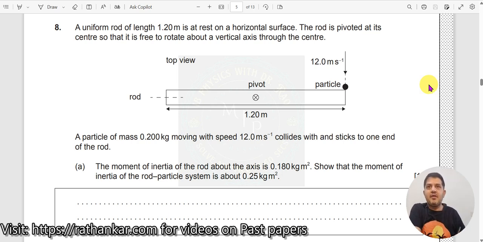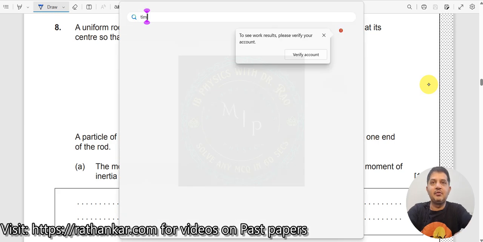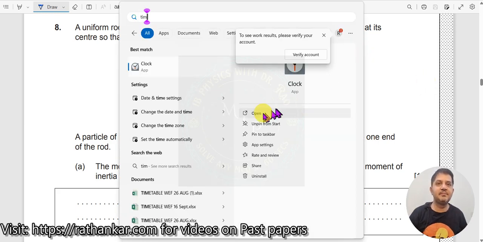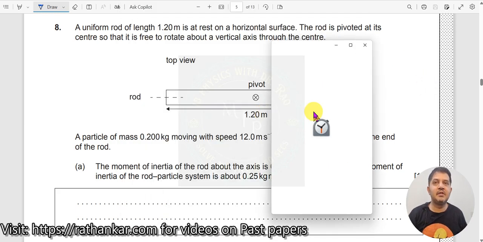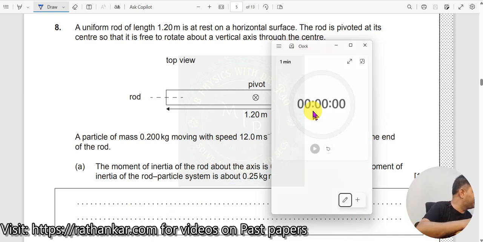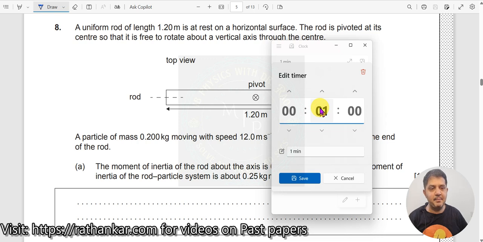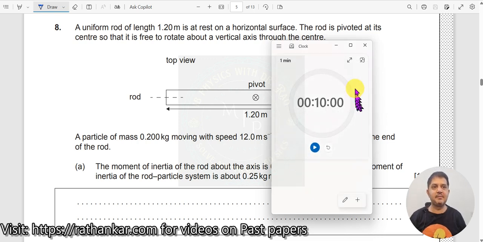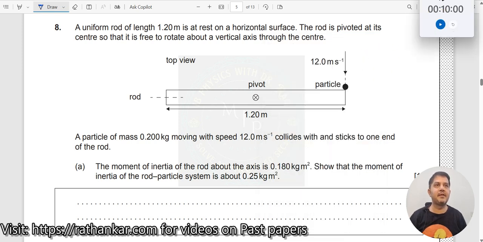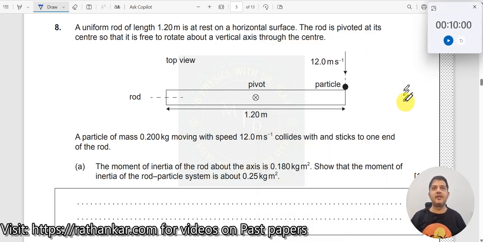A uniform rod of length 1.2 meters. Let me take this pen. I have not put on the timer; let me put on the timer too. This question is for 1 plus 2, 3 plus 2, 5, 5 plus 1, 6 plus 2, 8 plus 2, 10 marks. So I'll adjust the timer to 10 minutes. Let us see whether we are able to solve this within 10 minutes. Okay, done. Right, now let us continue.